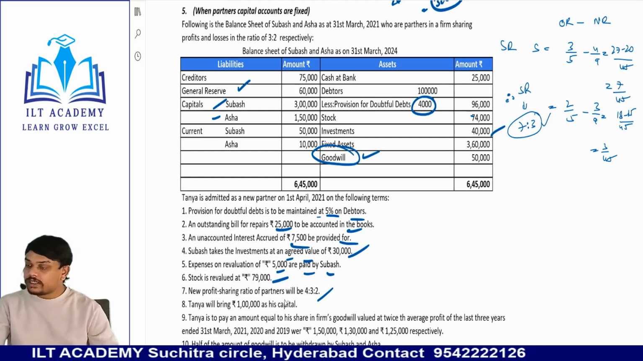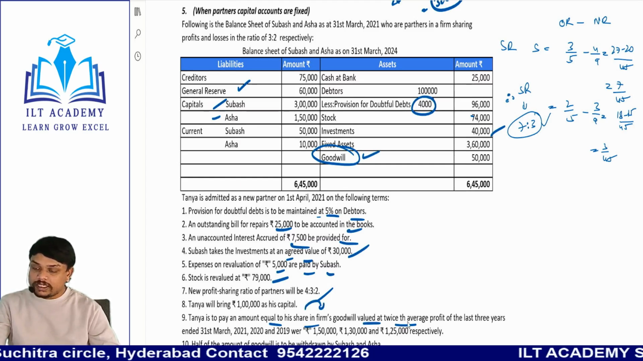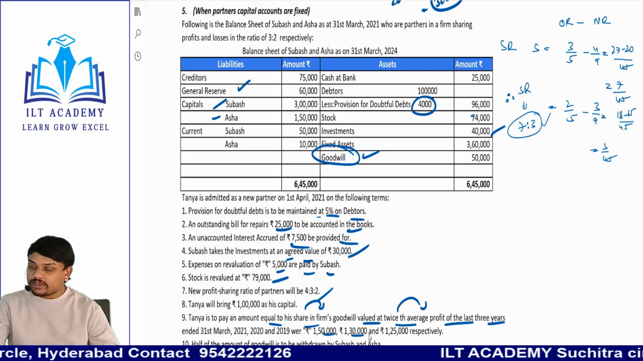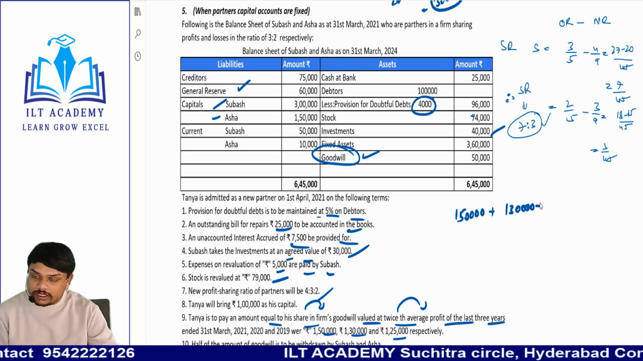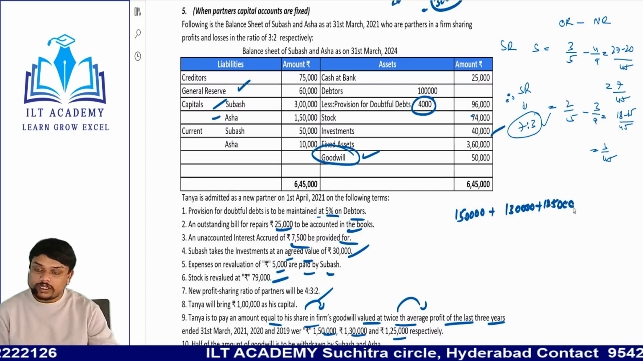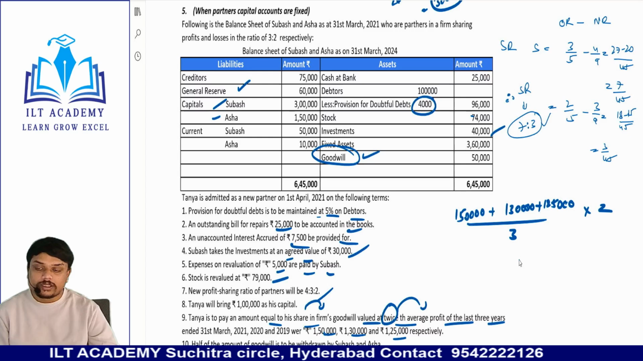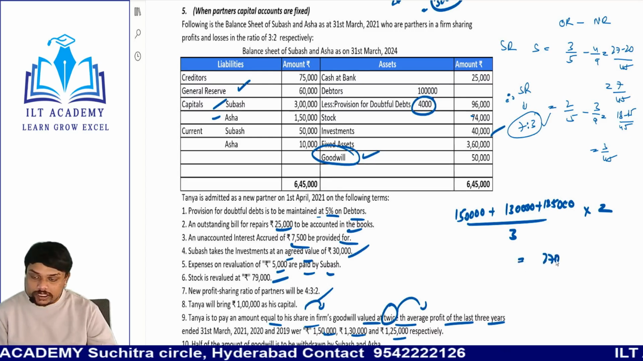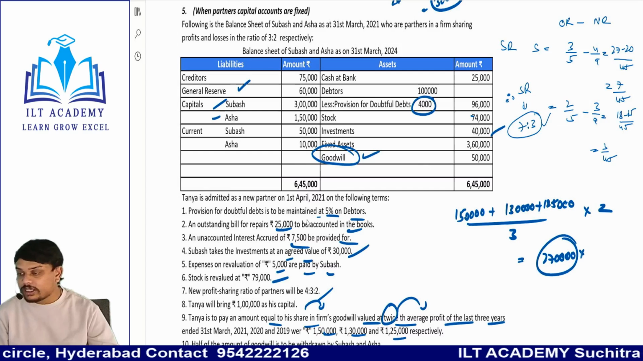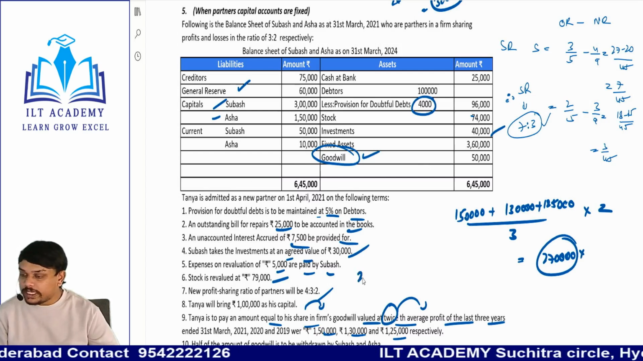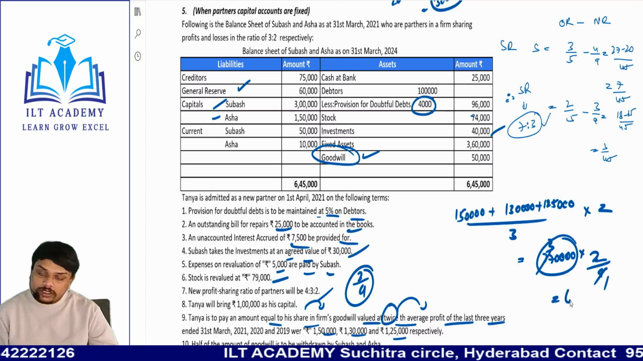Tanya is to pay an amount equal to her share in the firm's goodwill at twice the average profits of the last 3 years: 1,50,000 plus 1,30,000 plus 1,25,000 divided by 3. This will be the average profit, and here it is mentioned twice, so 2 times. This will be 2,70,000. Tanya is not going to bring the entire amount as goodwill. She gets only 2 by 9, so 30,000 into 2, which is 60,000.